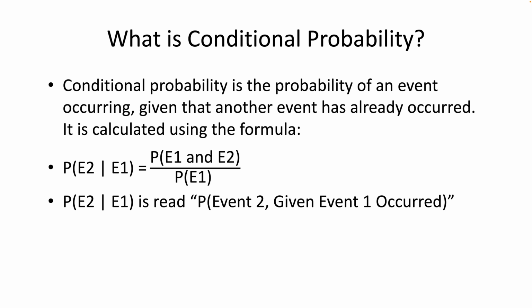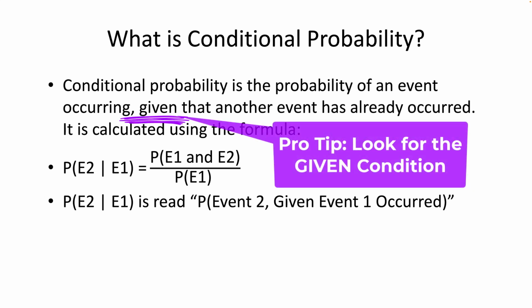One thing that's really critical when you're calculating conditional probability is you need to look at the event that has already occurred. So when you see a phrase given that some event has already occurred, this is where we're going to focus when we calculate these probabilities. This will become more clear when we look at a few examples. So let's go ahead and do that now.